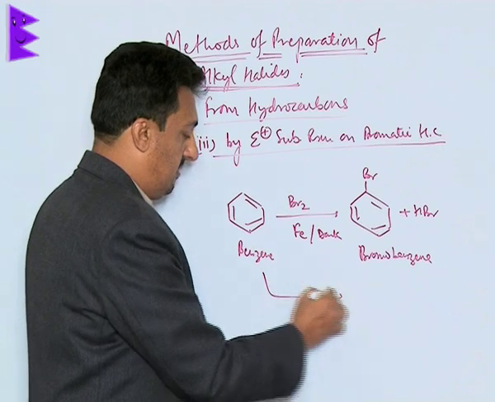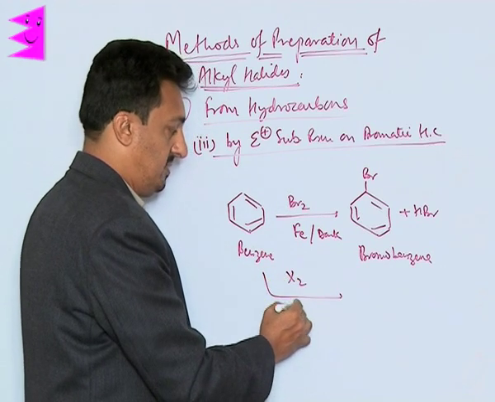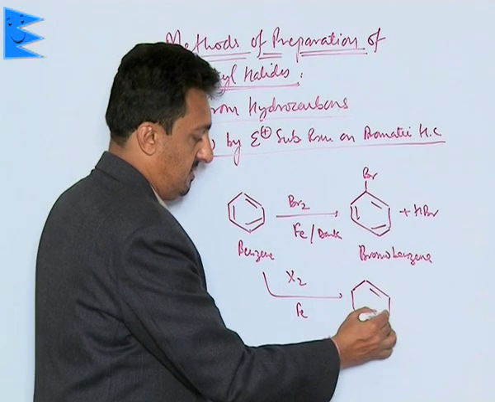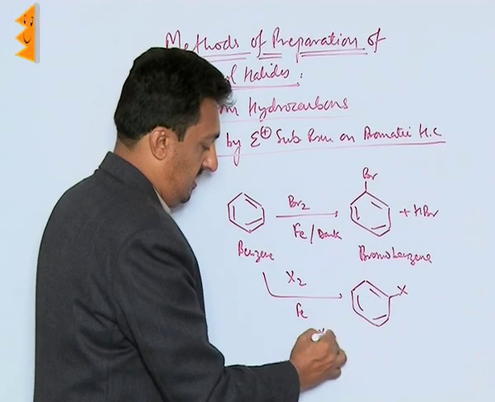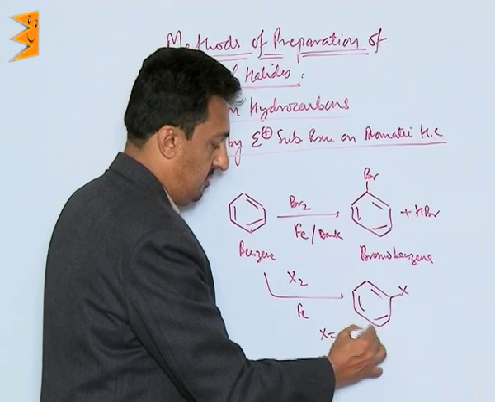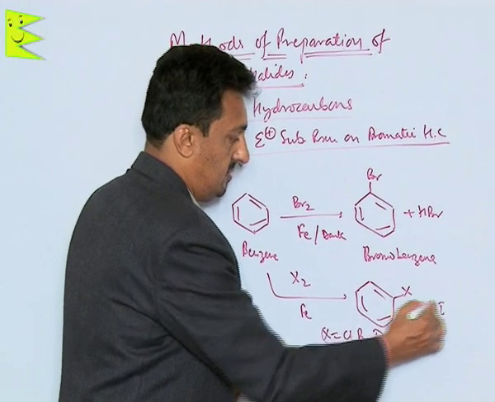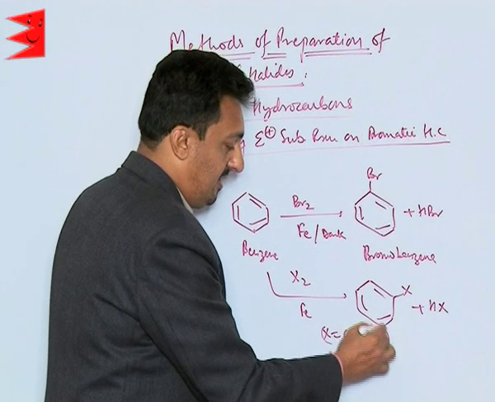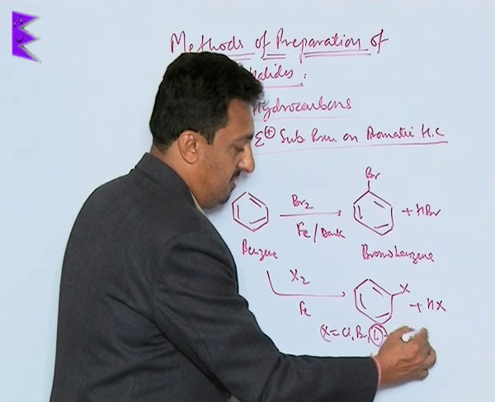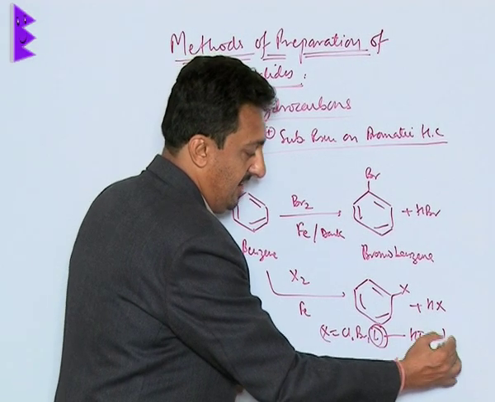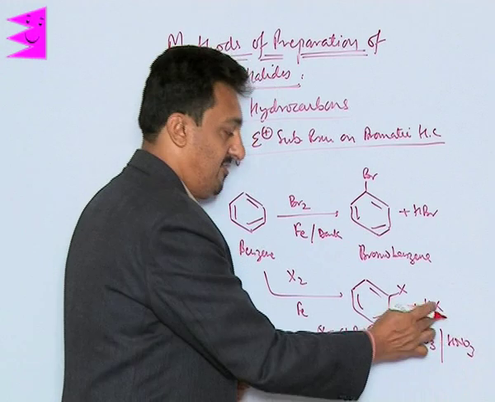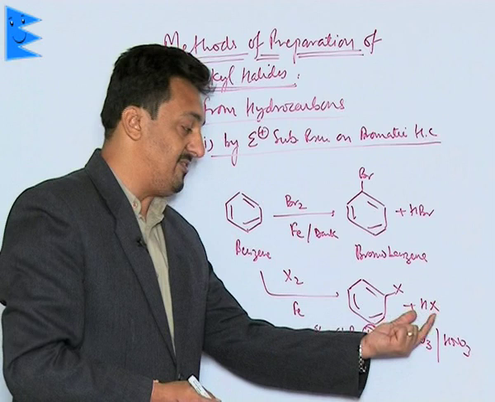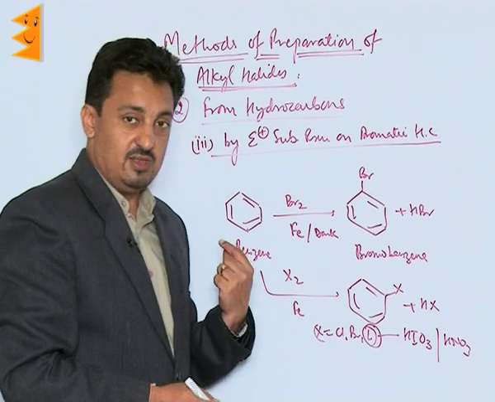So I can write a very simple reaction: X2, and we can write Fe. What we get is aryl halide. Here X can be chlorine, bromine, or iodine with HI. In the case of iodine, remember the reaction is carried out in the presence of oxidizing agents like iodic acid or nitric acid. Because the HI formed makes the reaction reversible. These oxidizing agents consume the HI and don't let the reaction go in the reversible direction.